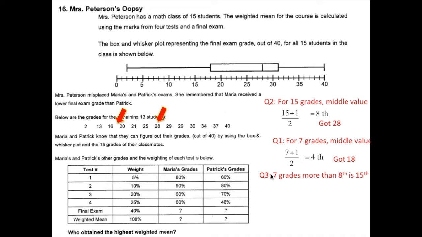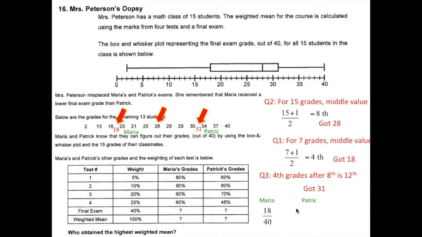The quartile 3, we're looking for the 4th grade after the 8. 8 plus 4 is 12, so we're looking at the 12th person. And the 12th person got 31, which is right here. Let's just check. So 1, 2, 3, 18, that's 4, 5, 6, 7, 8, 9, 10, 11. The 12th is 31, look at that. So 31 goes here, and I'm going to put a little 18 right there. 31 must be Patrick, and the 18 must be Maria.